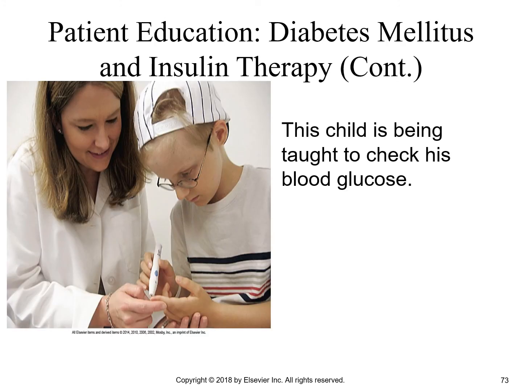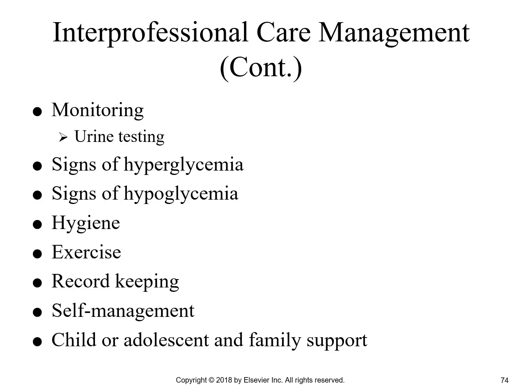Patient education: this child is being taught to stick their own finger to check their blood glucose. Monitoring: urine should be tested for glucose spilling. Signs of hyperglycemia and hypoglycemia. Their hygiene, exercise, record keeping, self-management, and child or adolescent and family support are all very important in the treatment of these children.